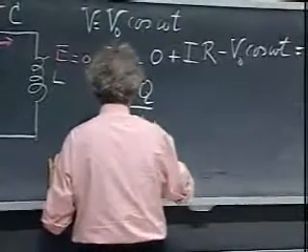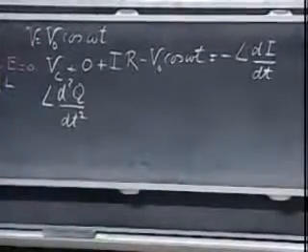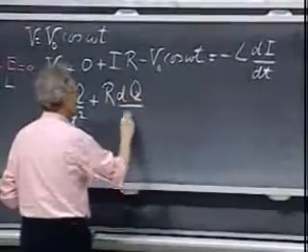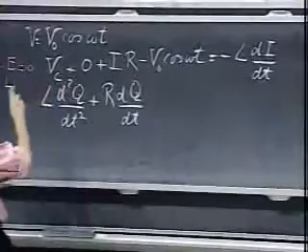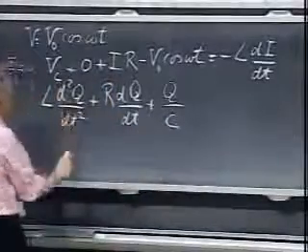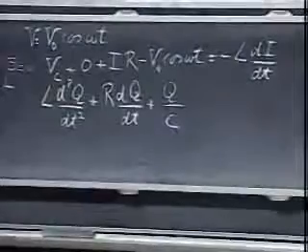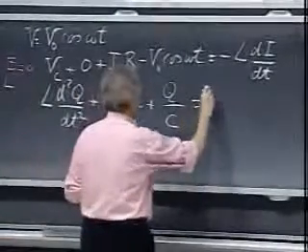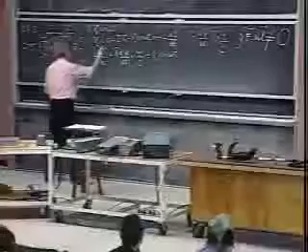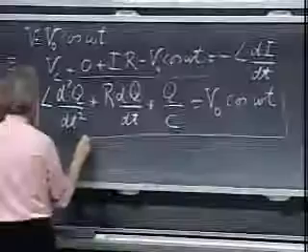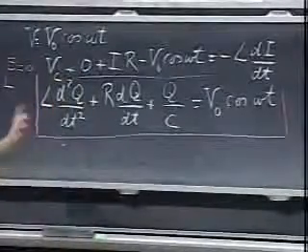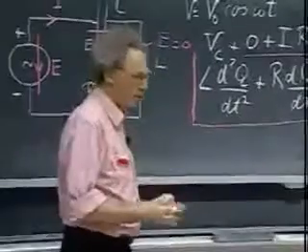d2q/dt squared. My goal is to get everything in terms of q. Then my IR becomes R times dq/dt. And my V of C becomes q divided by C. Notice that I rank them in order d2q/dt squared, dq/dt, and then q. You don't have to do that, but there's nothing wrong with doing that. And then we get here equals V0 cosine omega t. This is the form in which most books would present this differential equation. Most books arrive at this equation in a completely wrong way, but they end up with this equation.